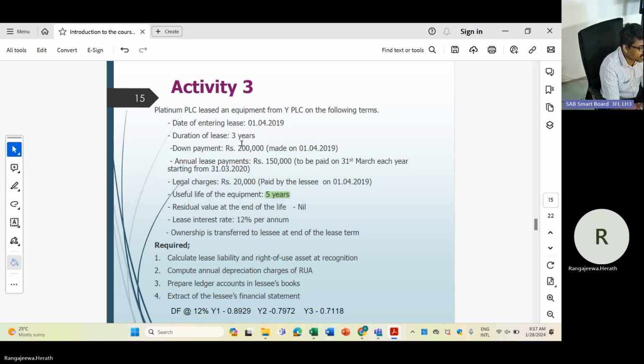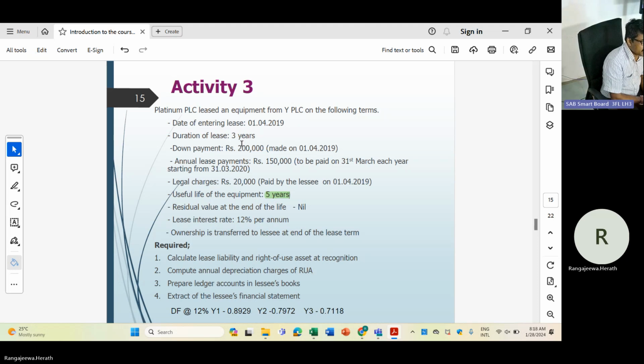It's the same activity, but if ownership does not transfer, even though the useful life of this asset is 5 years, this business can use it only for 3 years, because after 3 years we are not getting the ownership. Then we have to depreciate over 3 years. If the ownership transfers, depreciate over the useful life. If ownership does not transfer, depreciate over the shorter of useful life and lease term. In that case, we have to take 3 years. Here, since ownership transfers, we can depreciate over 5.